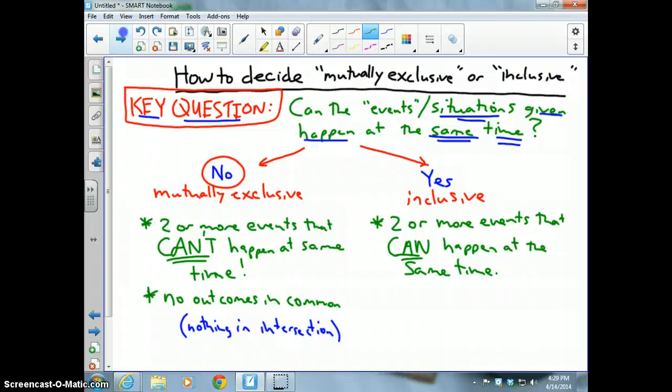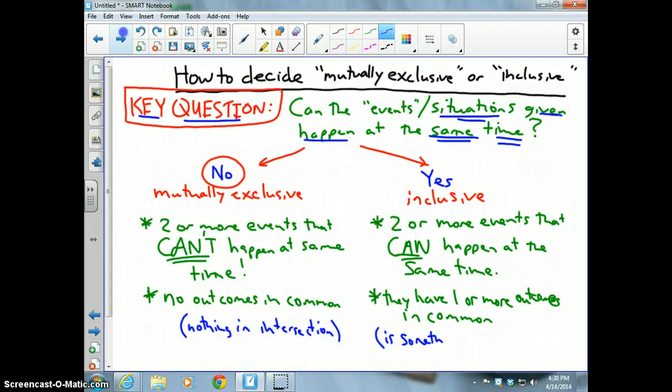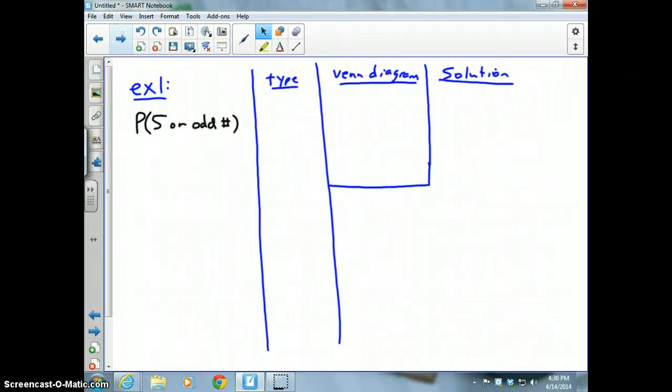What that means is they have one or more outcomes in common. In other words, there is something in the intersection of the two Venn diagrams. Okay, so if you need to pause the video, go ahead and do that. Otherwise, we're going to look at some examples of what inclusive means and how it works.